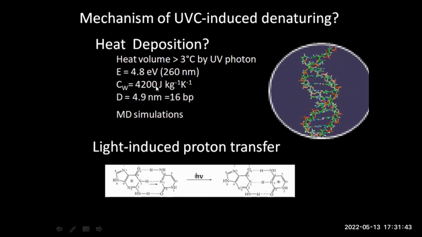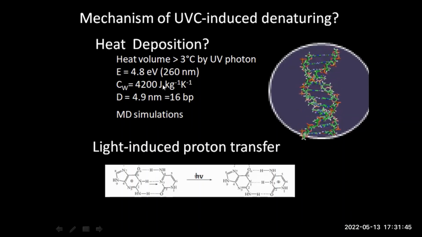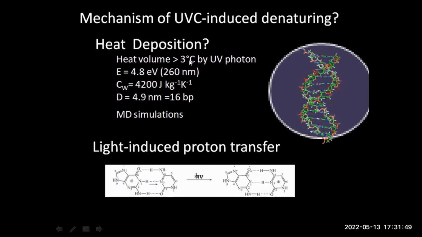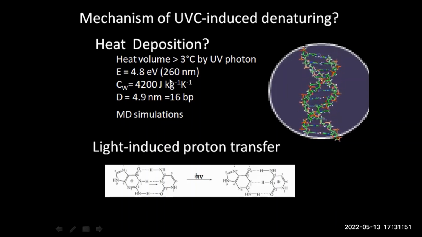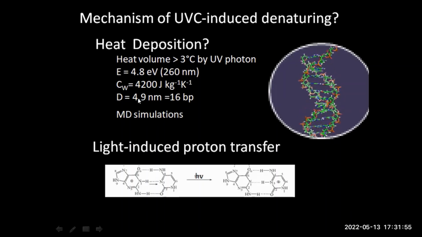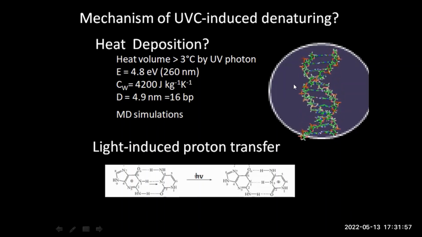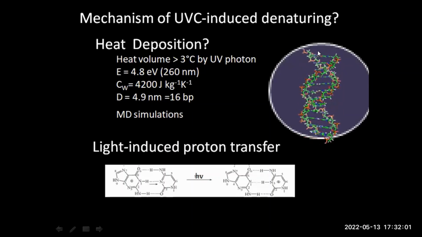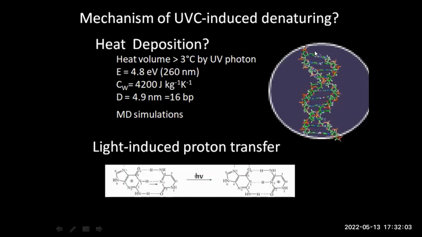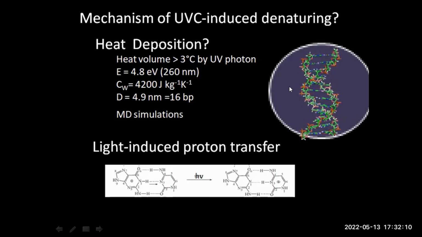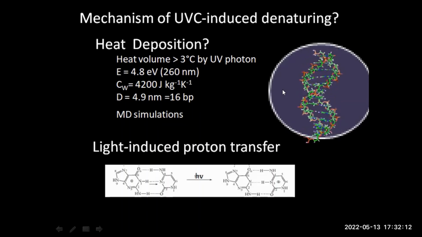And if we know the heat capacity of water, which is given by this number, and then we calculate the diameter in which we get 3 degrees centigrade throughout the volume. And that diameter corresponded to 4.9 nanometers, which means about 16 base pairs. So that's about here. We have 16 base pairs in this model here that we're rotating. So that would correspond to about 16 base pairs.